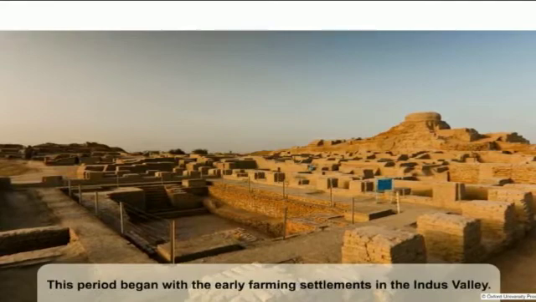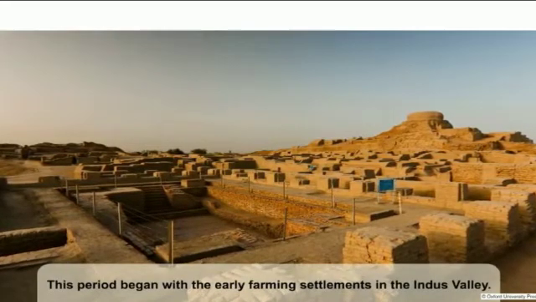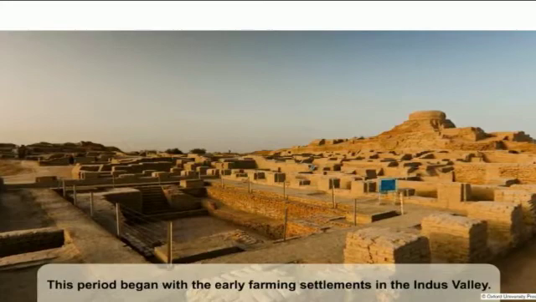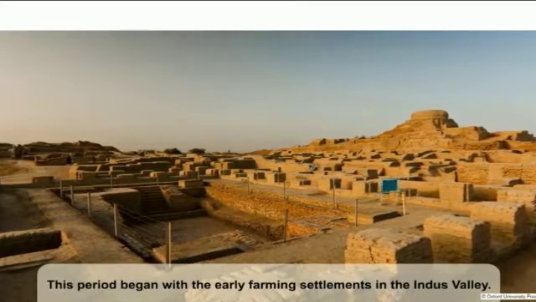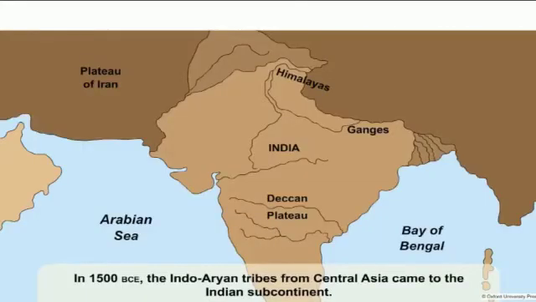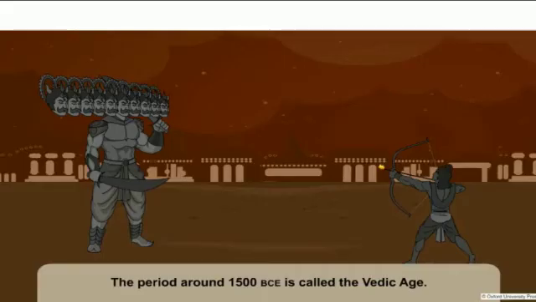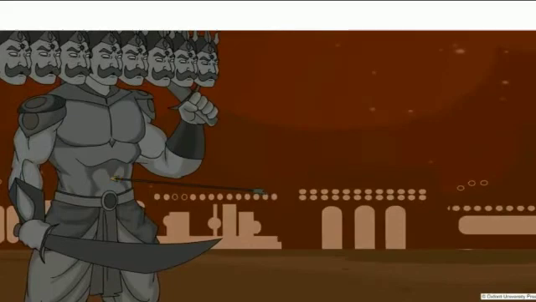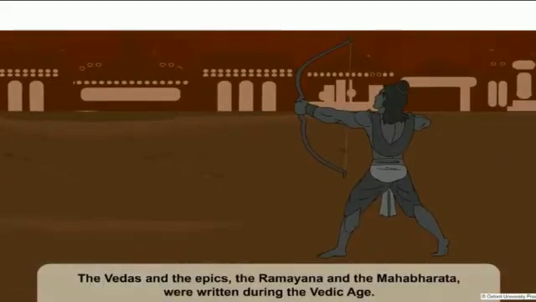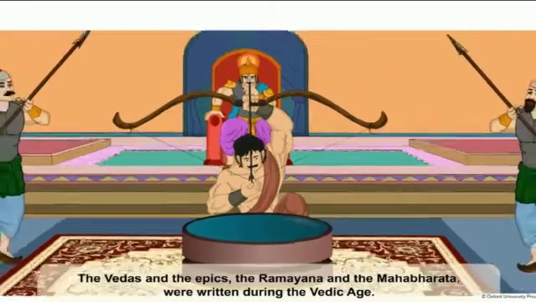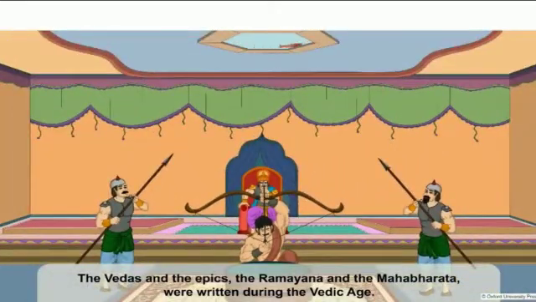This period began with the early farming settlements in the Indus Valley. In 1500 BCE, the Indo-Aryan tribes from Central Asia came to the Indian subcontinent. The period around 1500 BCE is called the Vedic Age. The Vedas and the epics, the Ramayana and the Mahabharata, were written during the Vedic Age.